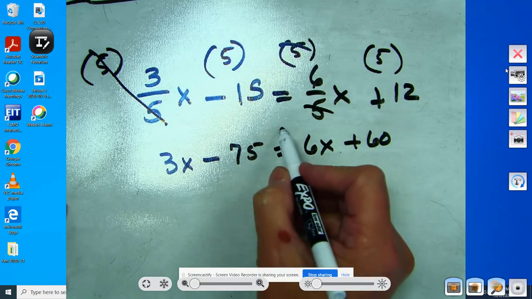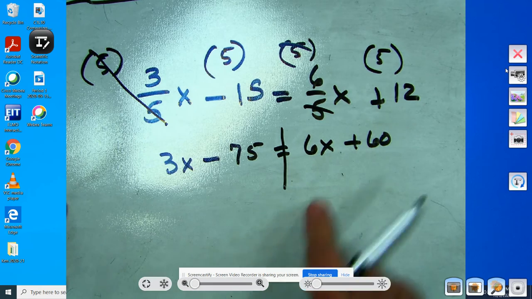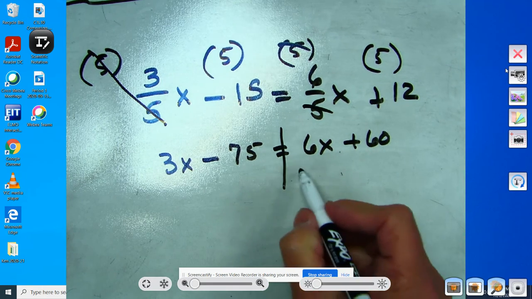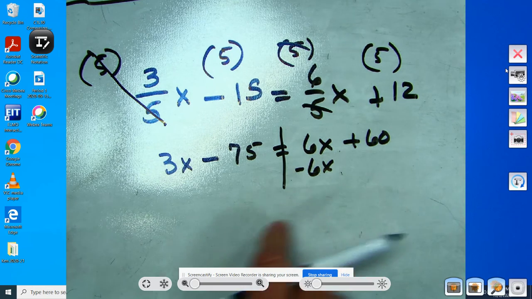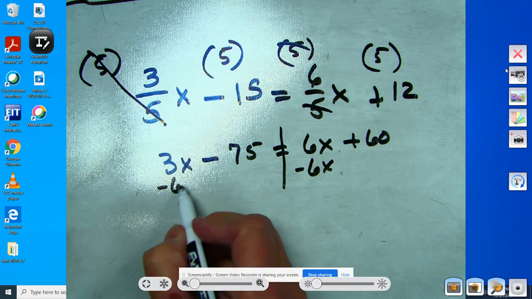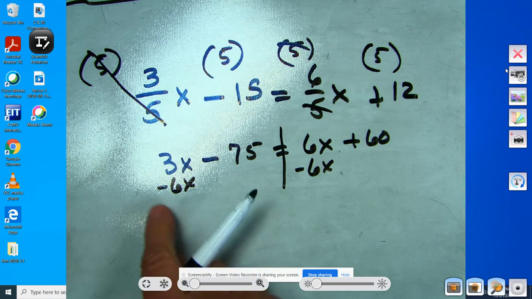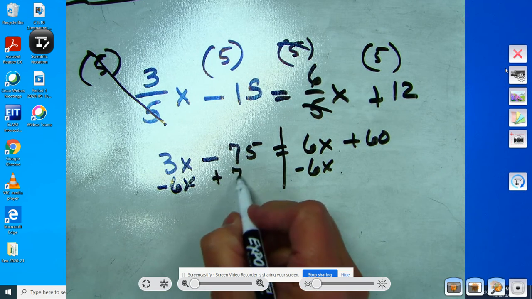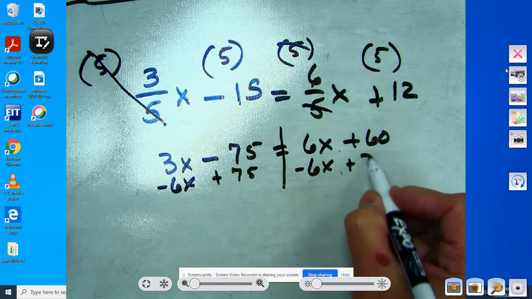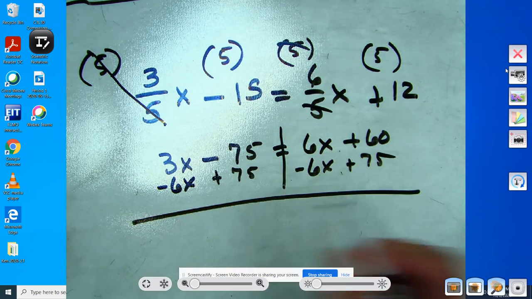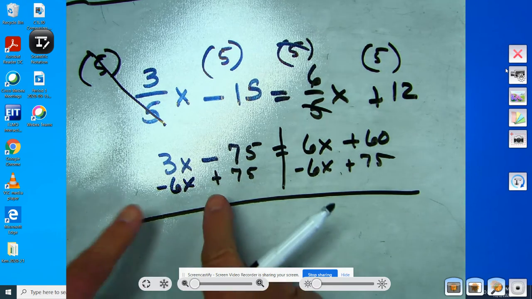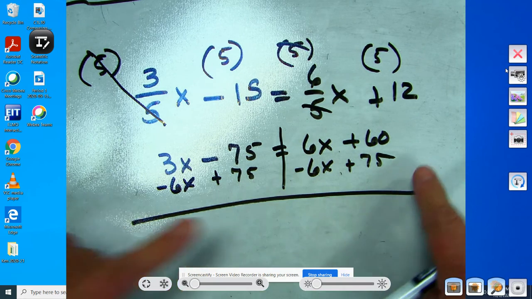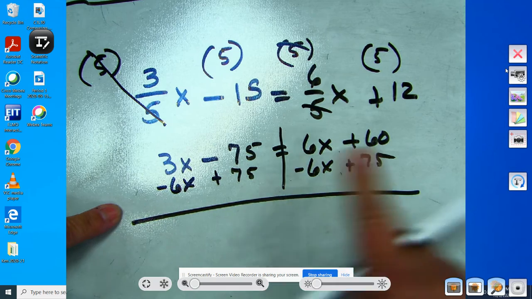Okay, one more time. I put up my fence, find my variable on the right, which is 6x. The opposite is negative 6x. I'm going to come over here and put a negative 6x on this side. Grab this 75, and the opposite is positive 75. Everybody's got a friend. I've got negative 6x plus 75, negative 6x plus 75. This line is the same on both sides of the fence.